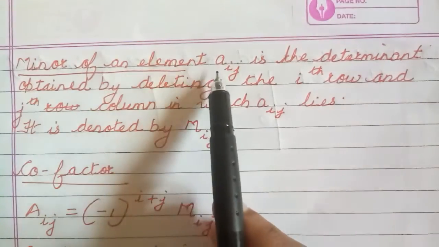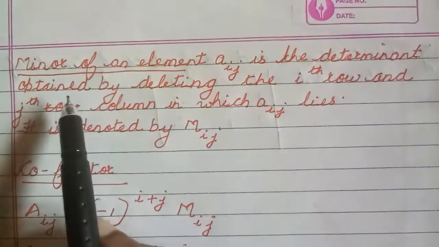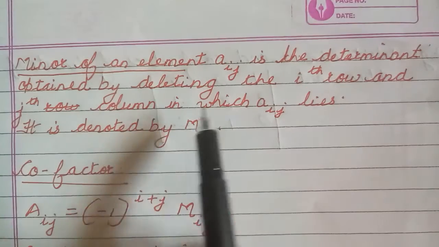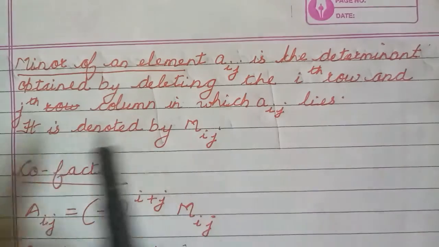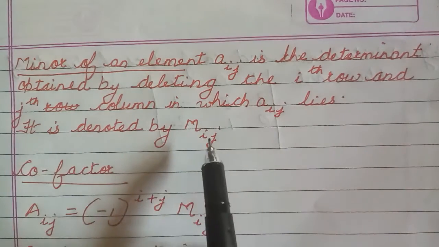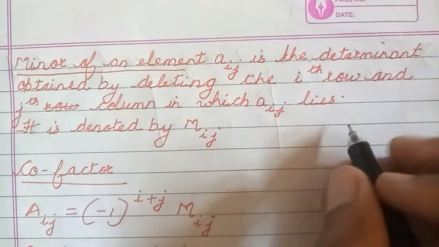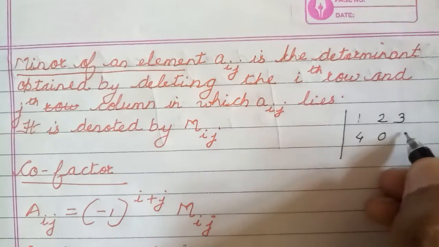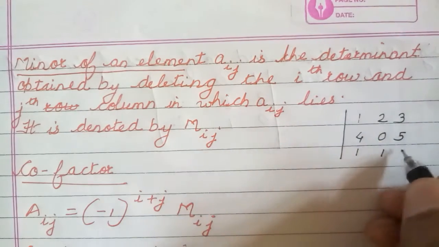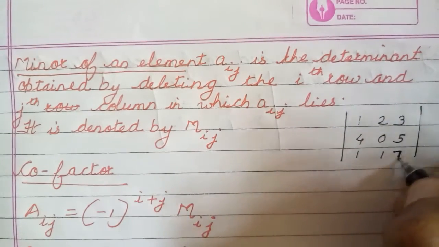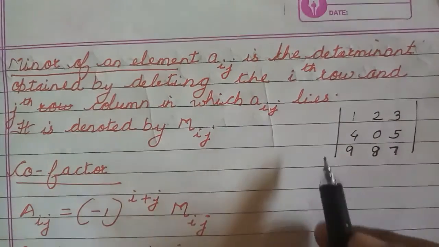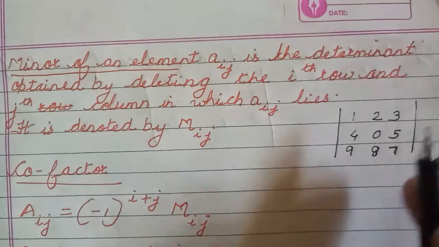Minor of an element Aij is the determinant obtained by deleting the ith row and jth column in which Aij lies, and it is denoted by capital Mij. What does that mean, children? If I have a matrix, say these are the elements of the matrix. Now if I am writing a 9 and 8. Suppose, children, this is my matrix and its determinant, I'll write it like this.